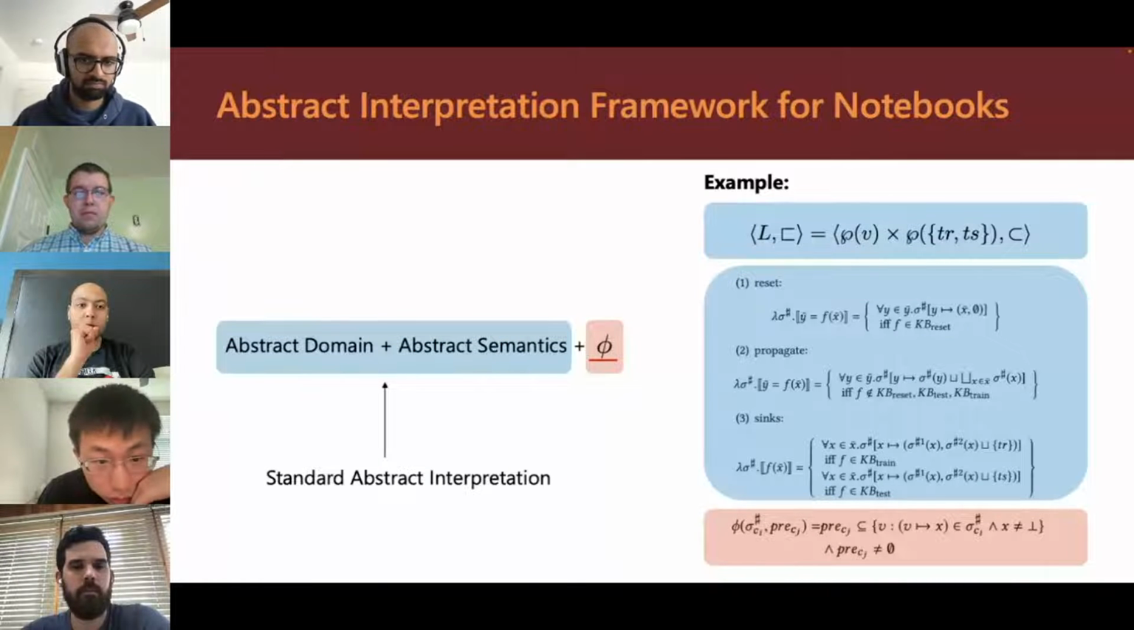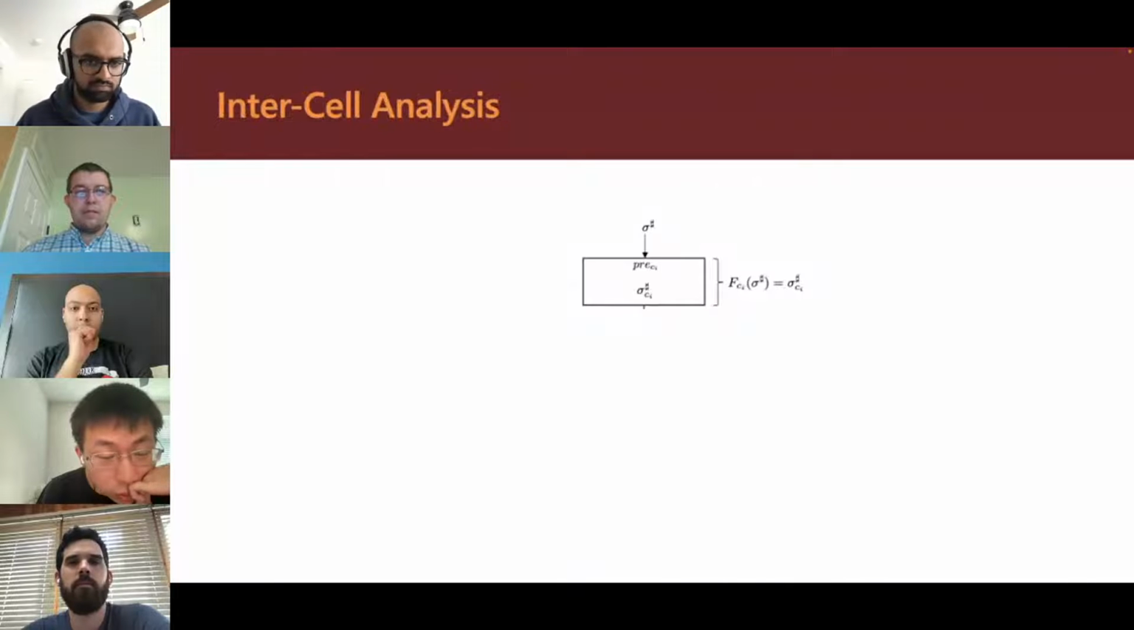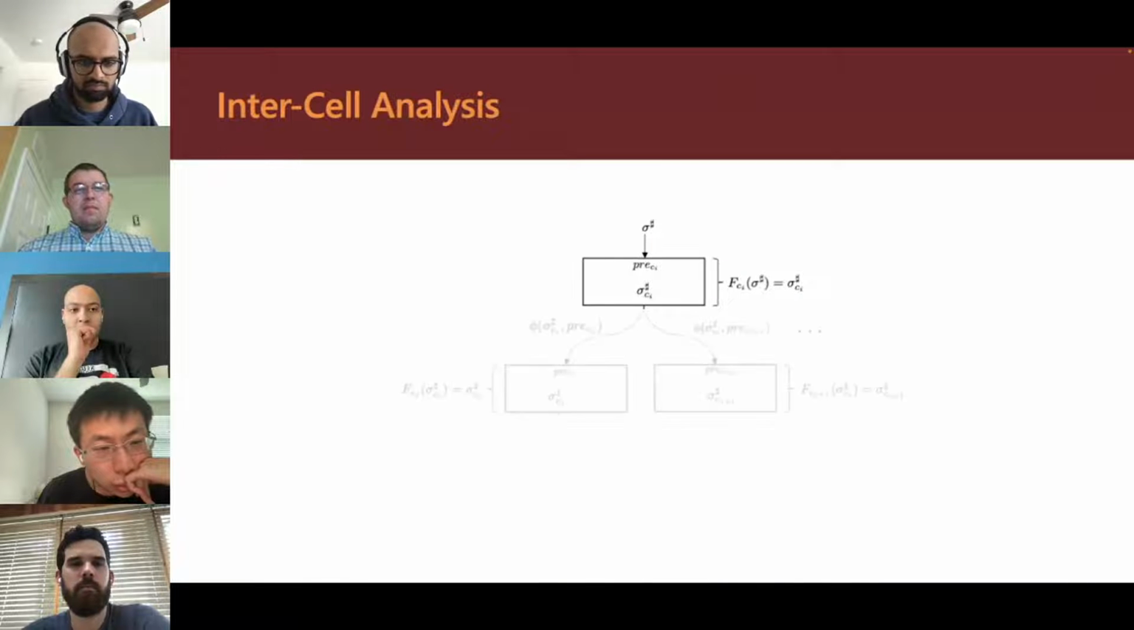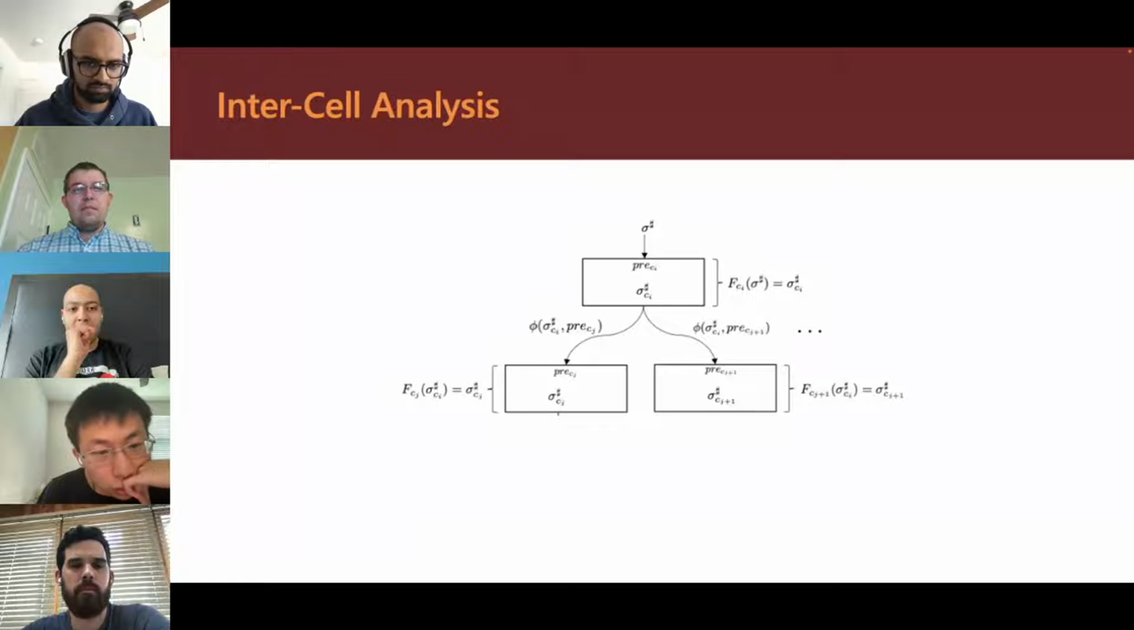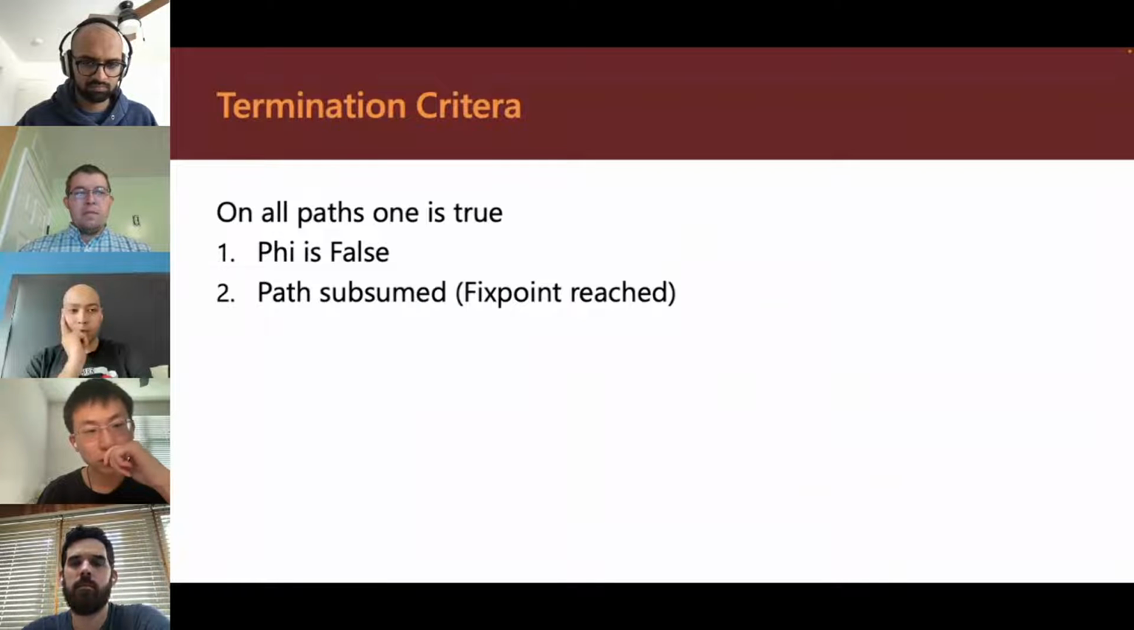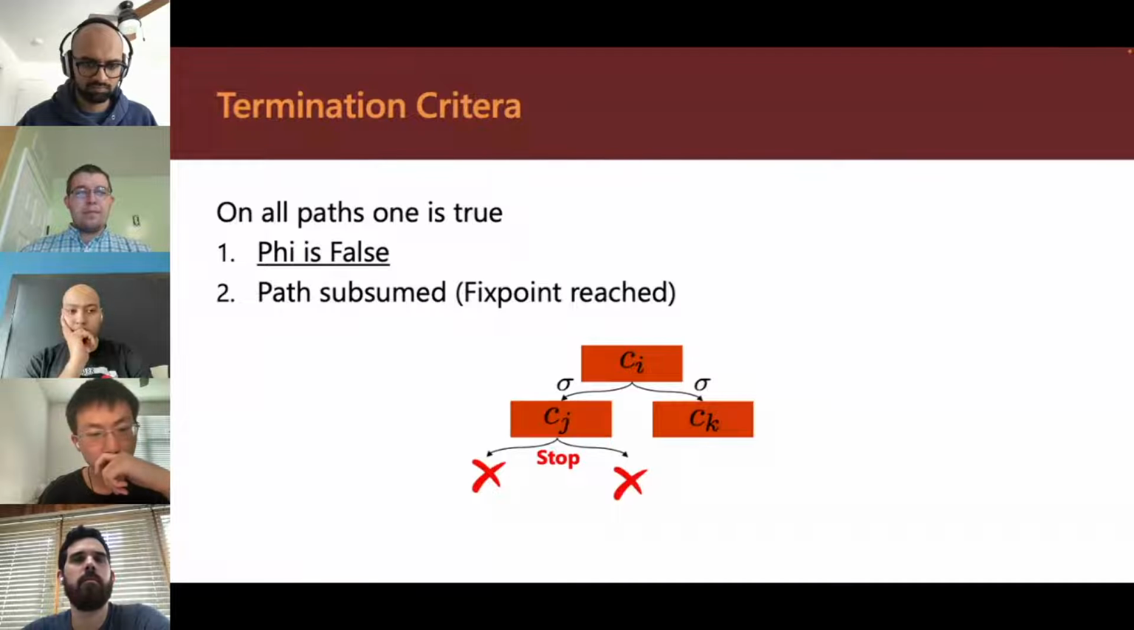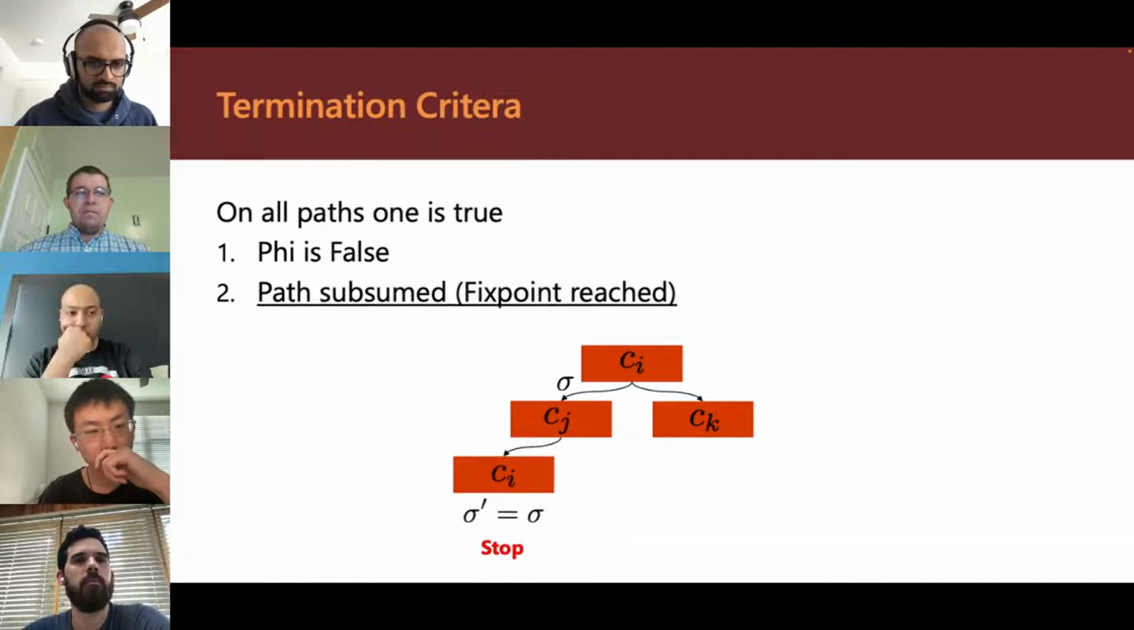And so the way the static analysis works, you do an intra-cell analysis, which is standard abstract interpretation, and then depending on the phi, you can decide which other cells in the entire notebook you should propagate to. And you keep doing this until you terminate. So you can terminate by having a cell that has phi false on all its outgoing edges, or if you reach an inter-cell or a notebook subsumption or fixed point.